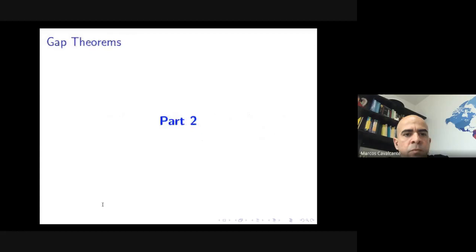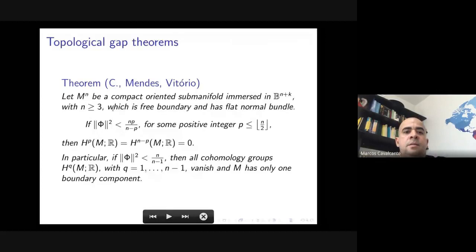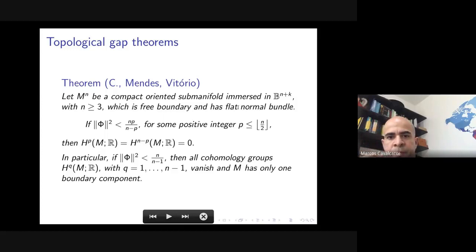Okay, and well, now I'd like to talk about the second result, the topological gap theorems for free boundary submanifolds in high dimensions. So I state the main theorem here. Again, it's a theorem with my collaborators, Menz and Vittorio. I believe they are present here too. So what does our theorem say? Well, let M be a compact oriented submanifold immersed in the Euclidean ball. The dimension of the submanifold is greater than or equal to 3, and it is free boundary and has flat normal bundle. So it's a technical condition I will explain in the proof.